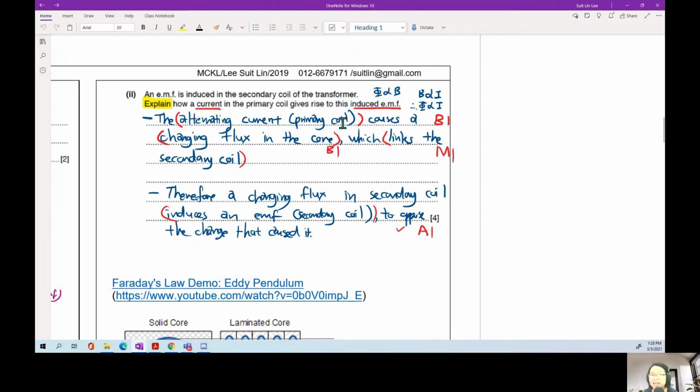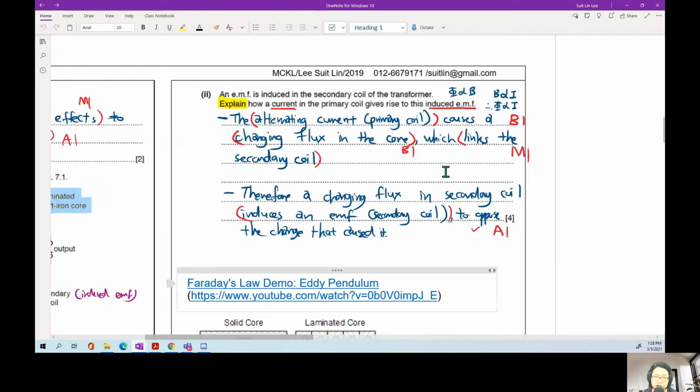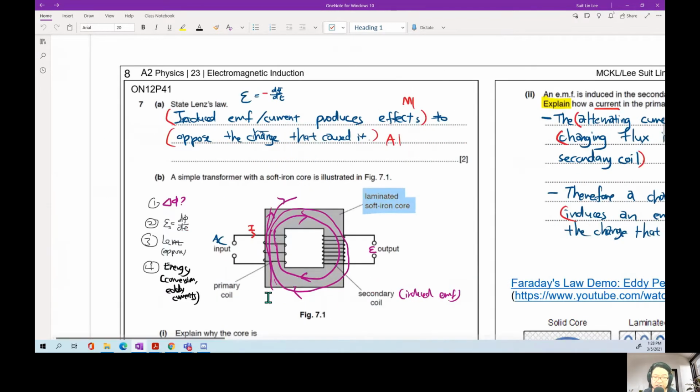And because the core is linked to the secondary coil, because they are bound this way, there is a changing flux in the secondary coil, which induces the EMF in the secondary coil to oppose the change that caused it. Lenz's law. So it's a bit like, hello, my name is primary coil and I have changing current, so I have changing flux. Hello, my name is laminated soft iron core, and because of me, you are tied together. Secondary coil then responds: you change my flux, I don't like it, I induce EMF to oppose.